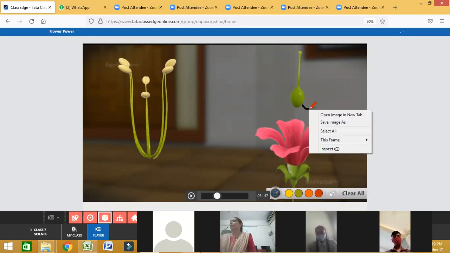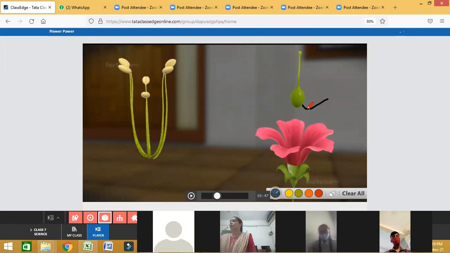Sukriti, what is this? Gynoecium. This is gynoecium. And this is... Tanmay, what is this? Androecium. Okay. So this is the male reproductive part, androecium, and gynoecium is the female reproductive part.